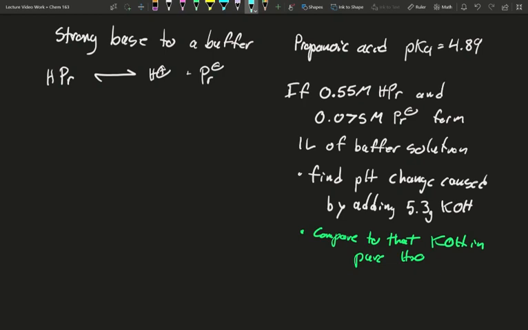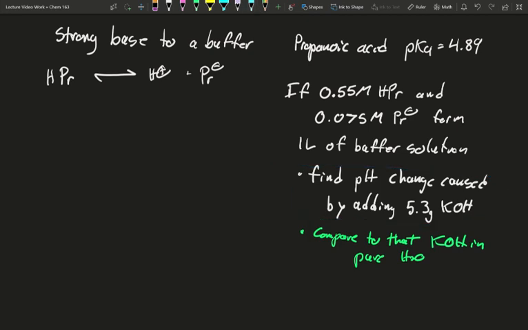In this video, we're going to explore how a buffer changes its pH with the addition of a strong base. In this case, we're going to use a propanoic acid solution. I have 0.55 molar propanoic acid, and I'm going to have 0.075 molar of its deprotonated anion. This is in a 1 liter container, and it makes our buffer. We then are going to add 5.3 grams of potassium hydroxide to this bottle. What we want to know is how much does the pH change by?